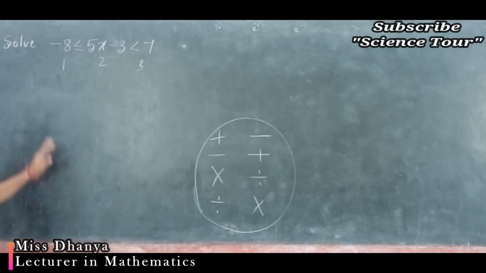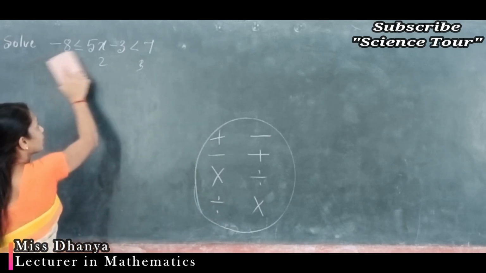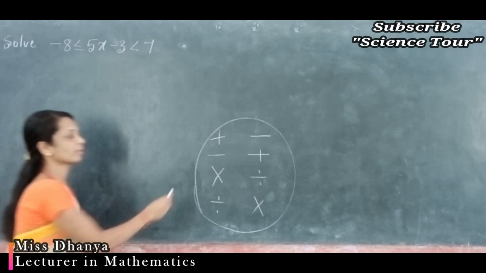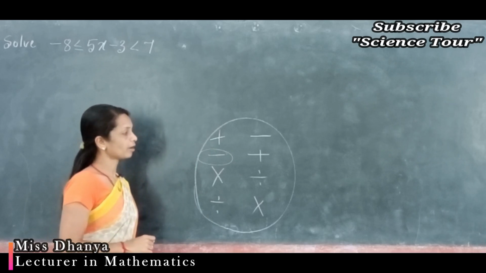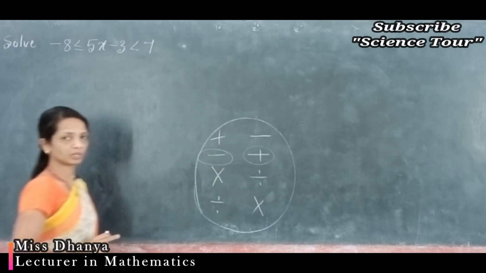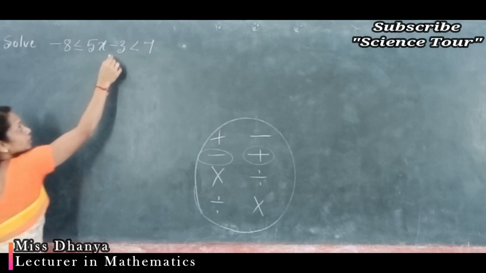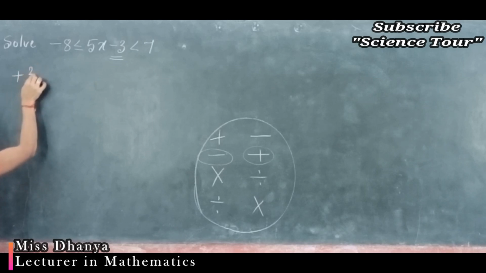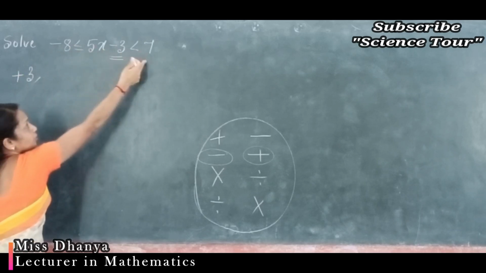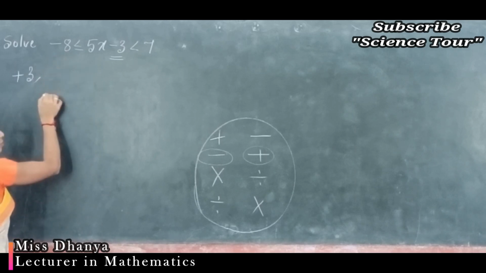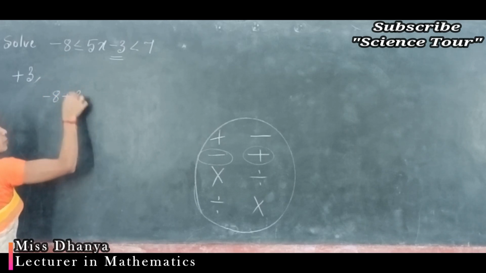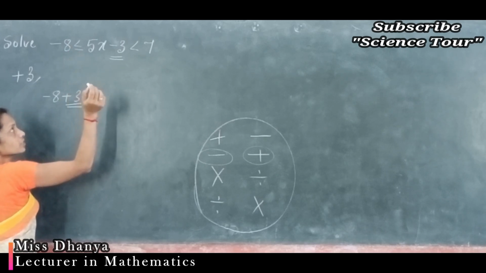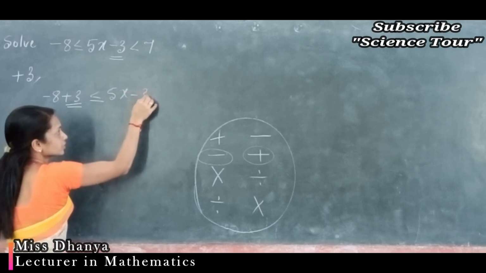Okay, so now here with the 5x, what do you have? With the 5x you have minus 3. To cancel that minus 3, minus of some number, what do we have to do? You have to add plus the same number on each side of the inequality. To cancel that minus 3, you have to add plus 3 on each side of the inequality. So then this inequality becomes minus 8 plus 3. For this you have to add plus 3. Okay, this is added, the less than or equal to symbol you have to carry the same, and 5x minus 3, this much is there already.